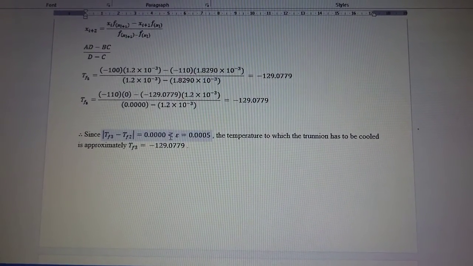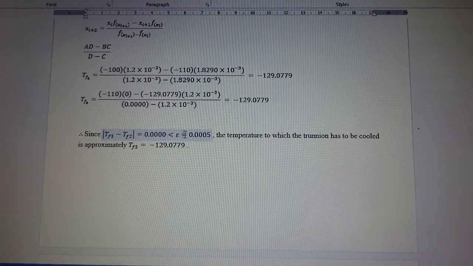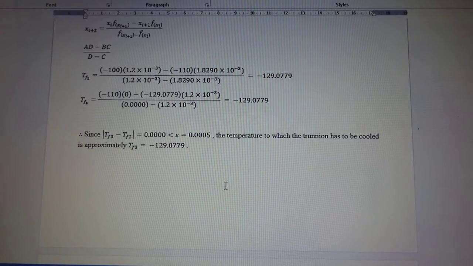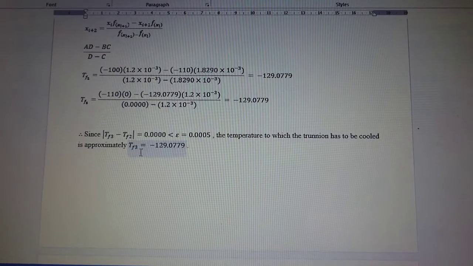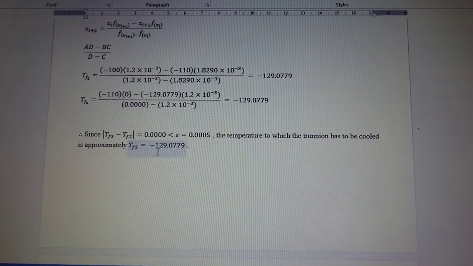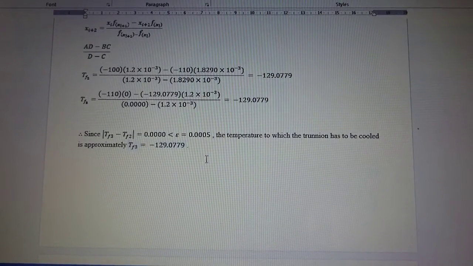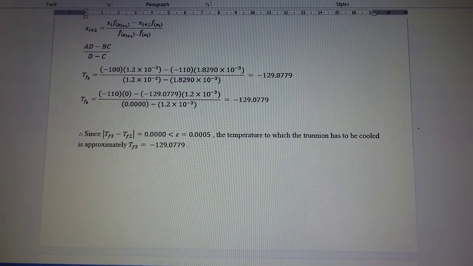Since Tf3 minus Tf2 is 0.0000, which is much smaller than the tolerance 0.0005, the temperature to which the trunnion has to be cooled is approximately Tf3, which equals -129.0779. So this is the final answer for the secant method.